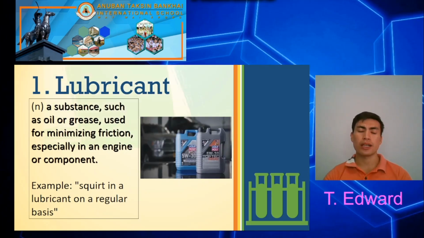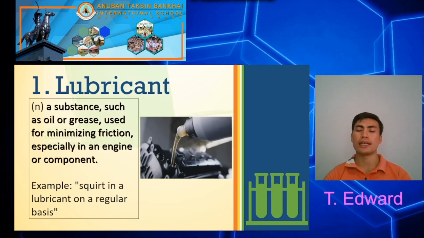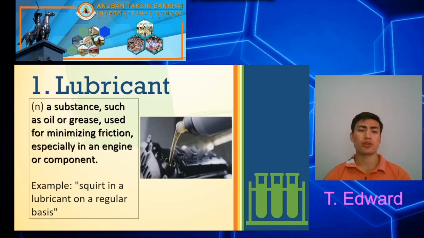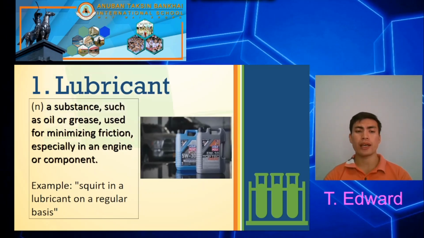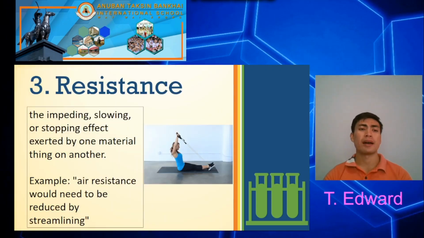So let's study what a lubricant is. A lubricant is a substance such as oil or grease. It is used to minimize friction, especially in an engine or component. How to use lubricant in a sentence? Squirt in a lubricant on a regular basis. Number 2, forklift. A forklift is a vehicle with a pronged device in front, and we use it for lifting or carrying heavy loads.